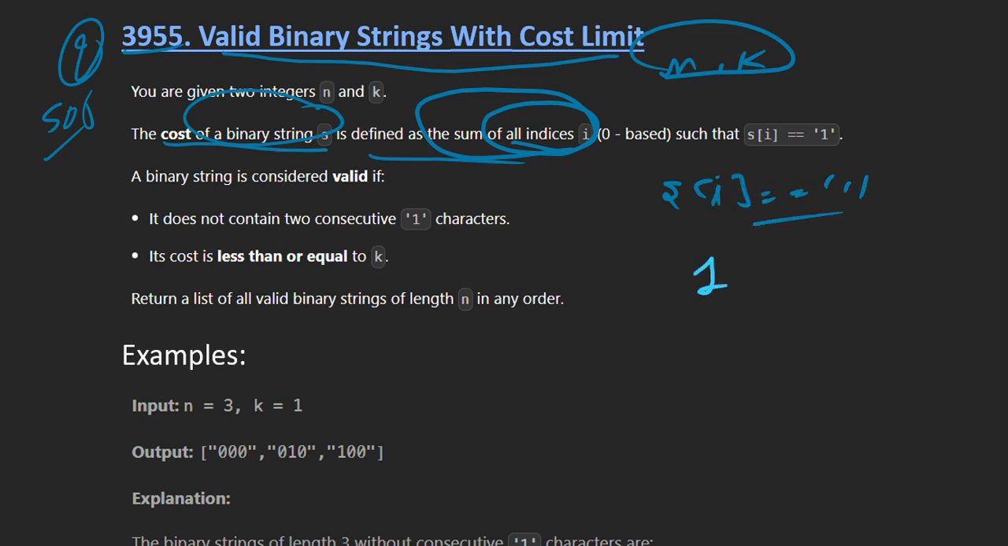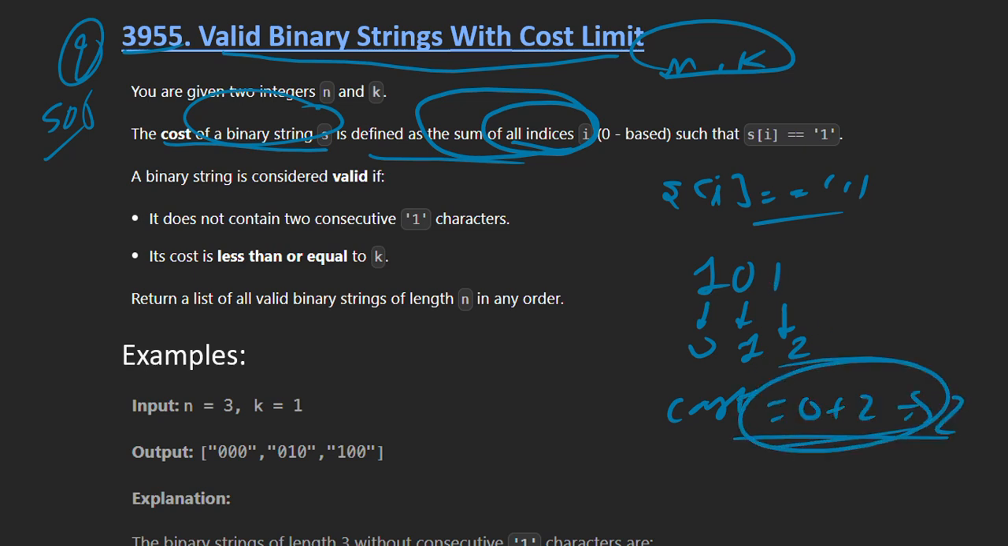So suppose we have a string 101, then index is 0, index is 1, index is 2. So the cost will be 0 plus 2. So it's basically the sum of all the indexes where our character is 1, right?